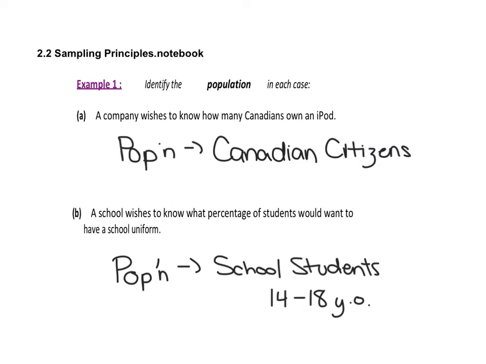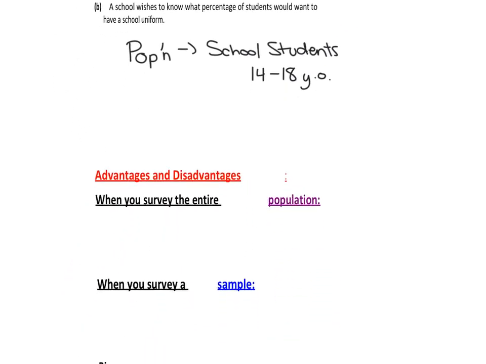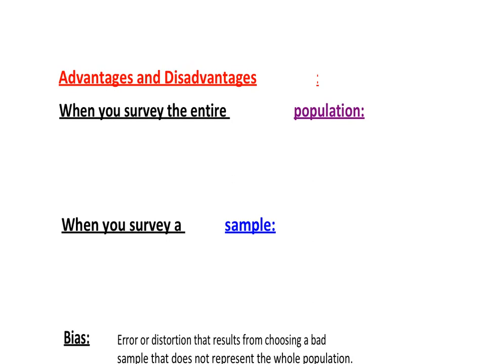So let's look at some advantages or disadvantages, or what we might think might be some struggles. So when you survey the entire population, one of the advantages is you get a lot of data. And because you're sampling the entire population, you get a lot of valid data. It's very valid.